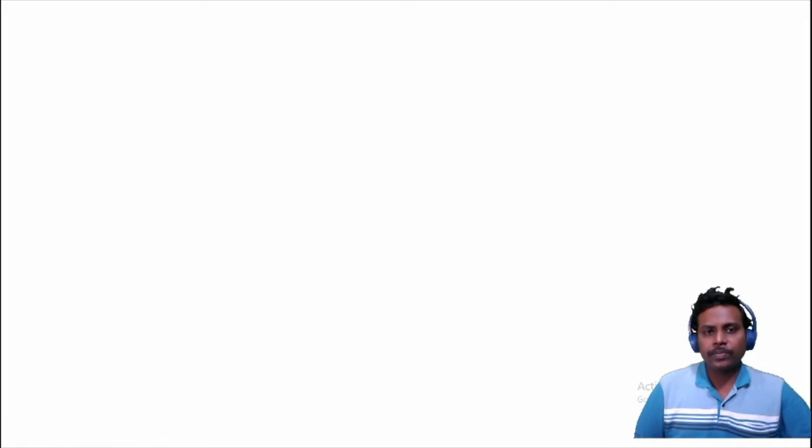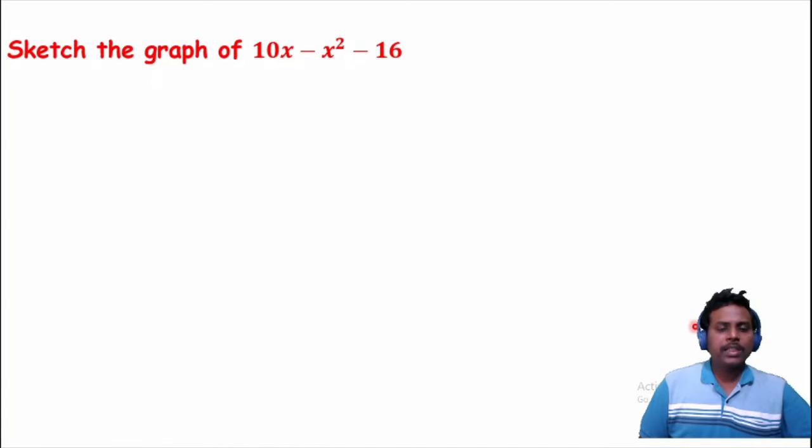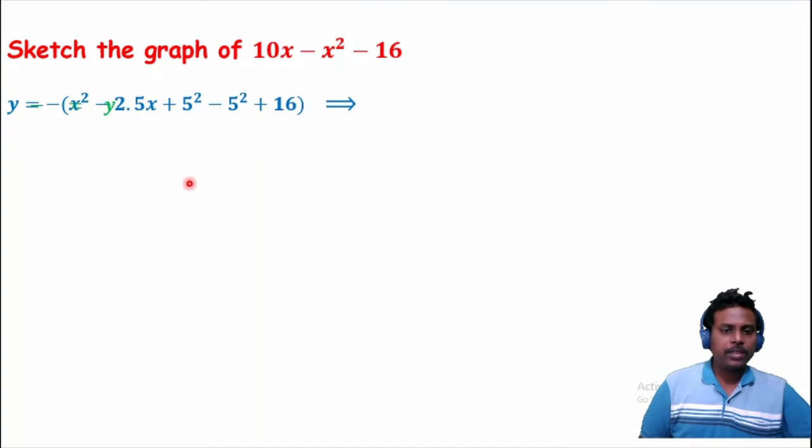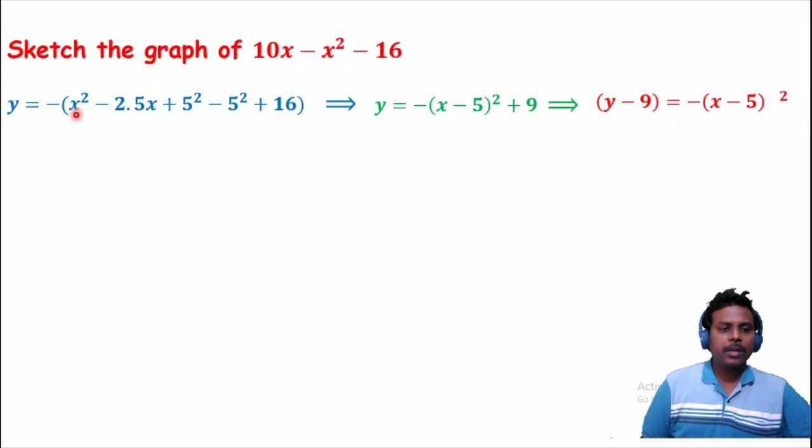Let us see the third example. Here is the third example. Sketch the graph of 10x minus x square minus 16. Again, as we did in the previous two cases, first you have to complete the square. So first I have completed the square: taking minus x square minus 2 into 5x common, plus, I have added and subtracted 5 square here. Okay. And after doing all the simplifications, I get y is equal to minus of (x minus 5) whole square plus, and all this stuff you do. Ultimately you arrive at this expression: y minus 9 is equal to minus of (x minus 5) whole square. Replace y minus 9 with y, x minus 5 with x.